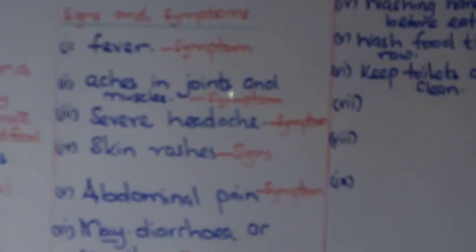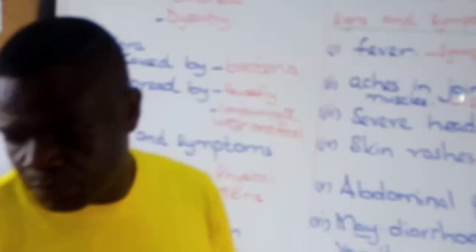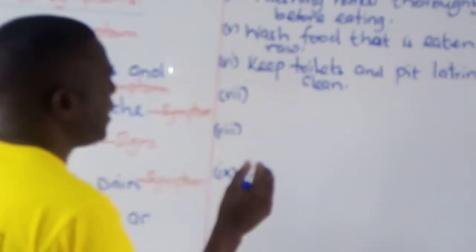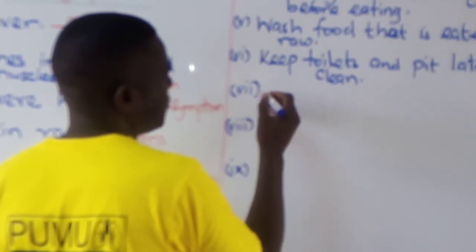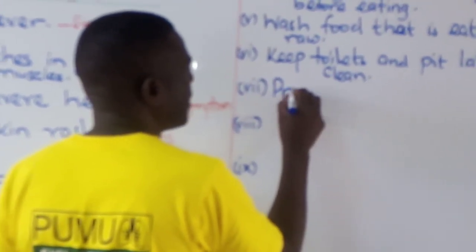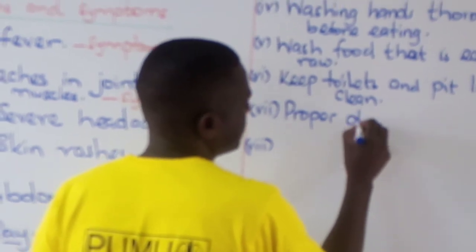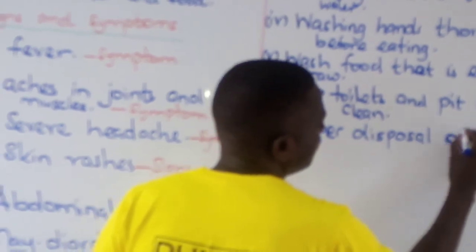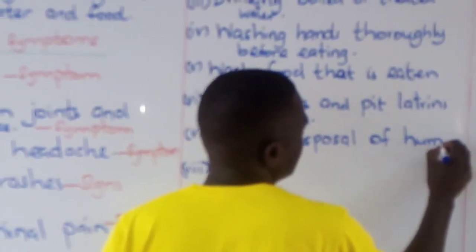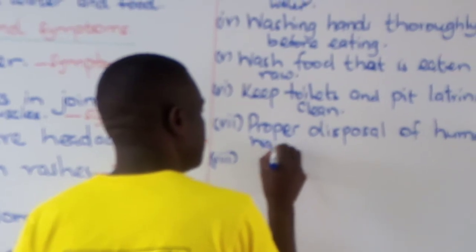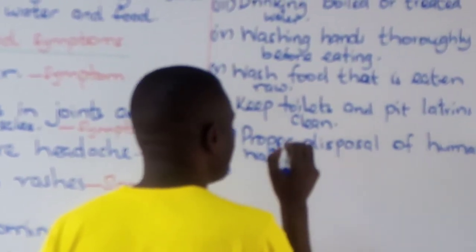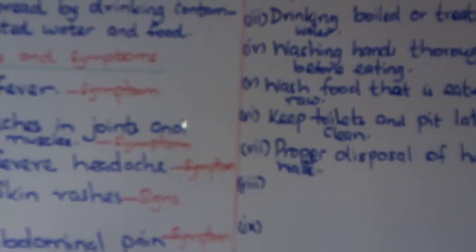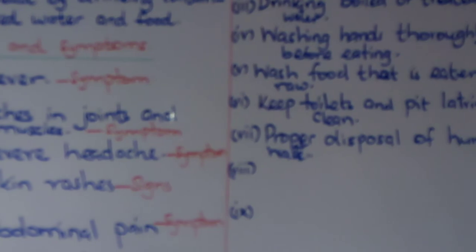Boiling and pasteurizing milk. Proper disposal of human waste. Don't dispose of the feces anywhere or anyhow. You need to be very careful.